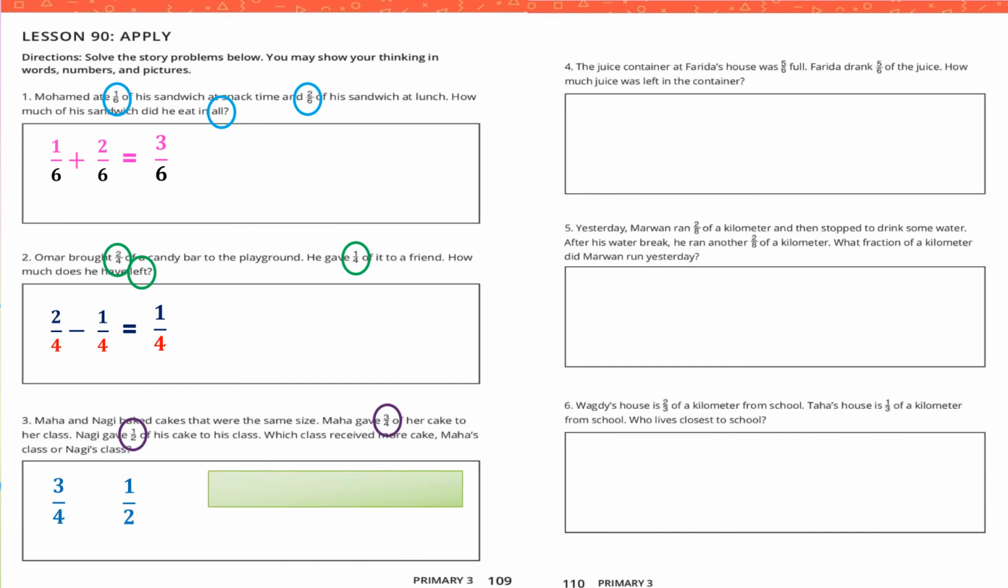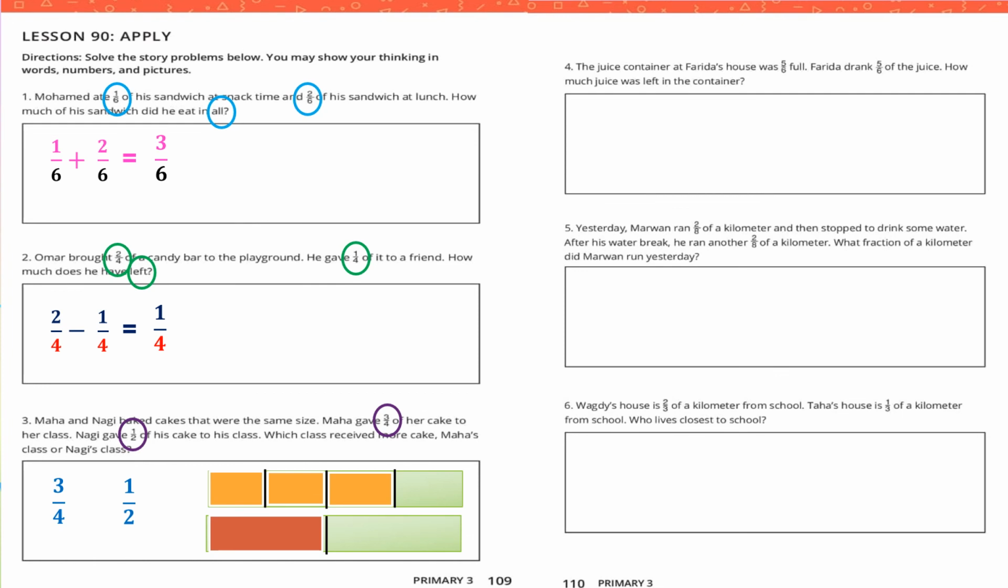I draw a model to express 3/4. Here, this bar, I divided it into 4 equal parts, like this. 3 over 4 means 4 equal parts down, and 3 up means 3 colored parts, like this. Here, I express 3/4 in this bar. I will draw another bar to express half, and I divided it into 2 halves, so it's a half.